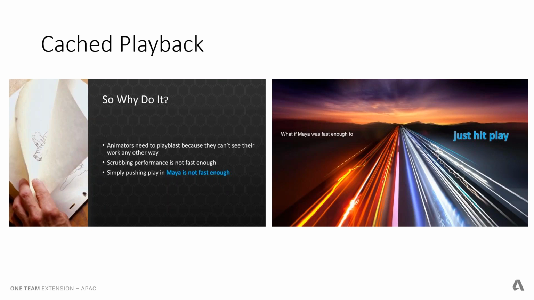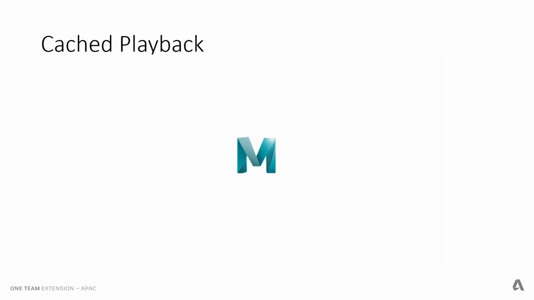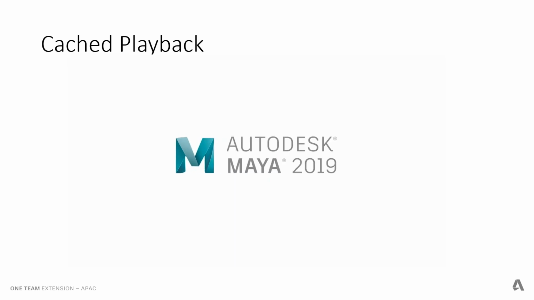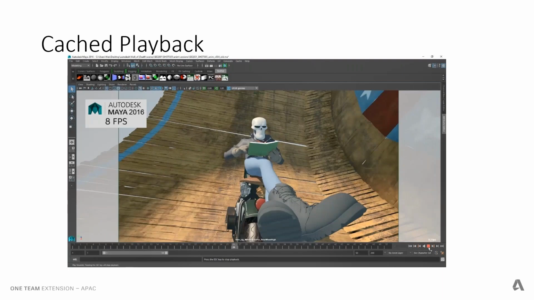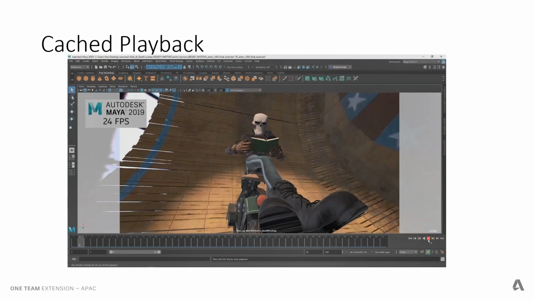And that's exactly what was done in Maya 2019: real-time playback on your timeline. For example, you can see this is Maya 2016, which is playing 8 frames per second. Maya 2018 was also playing 8 frames per second when you hit the play button, whereas Maya 2019, the same file, same system, plays in real time. So an artist does not have to do a playblast.